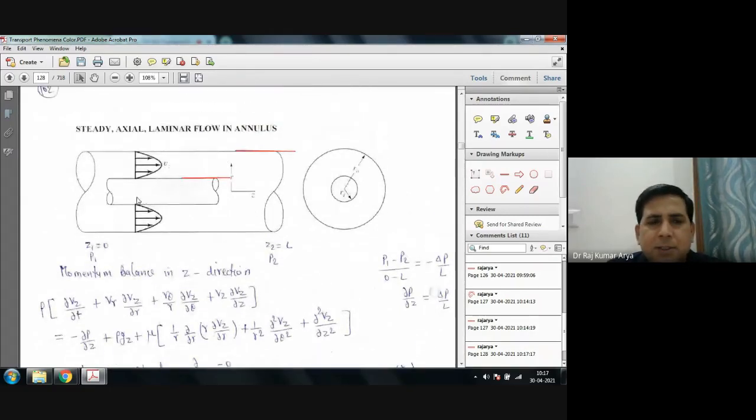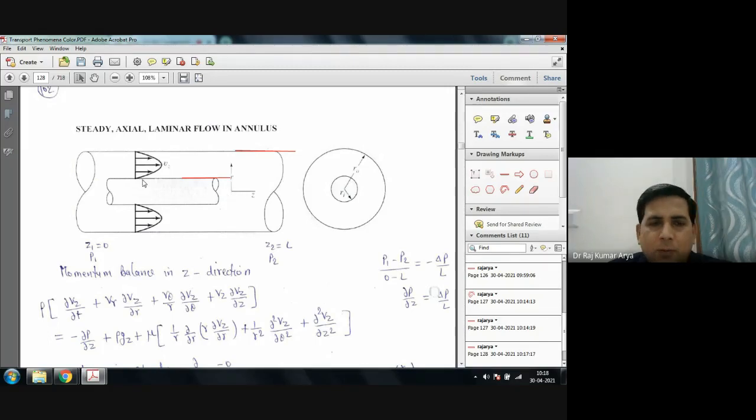So here your R coordinate is always measured from the center only. The center is from here, the inner tube center, just like this. So you have two radii: one is the radius of the inner pipe, and the other is the radius of the outer pipe. That is Ri and this is R naught.